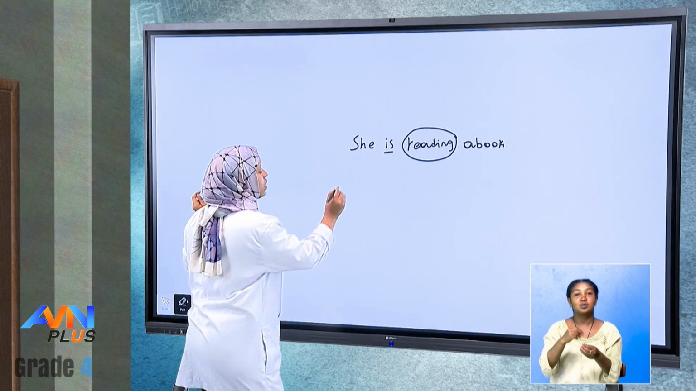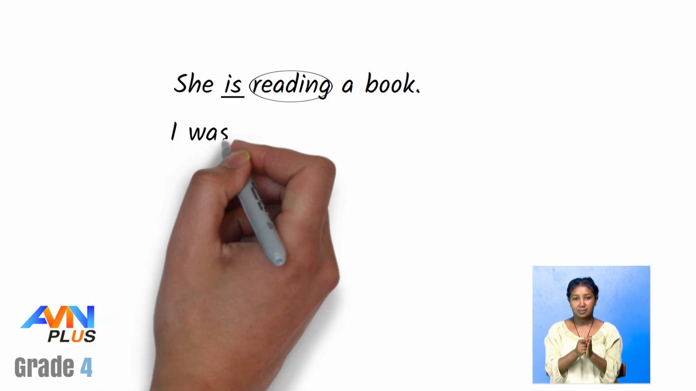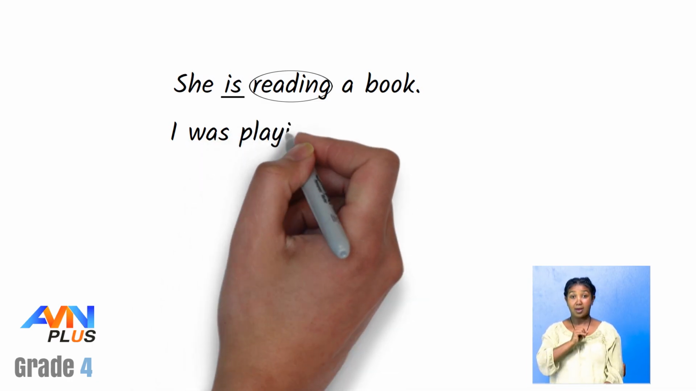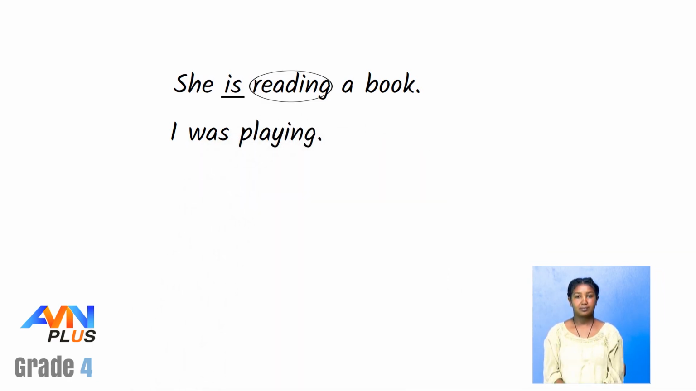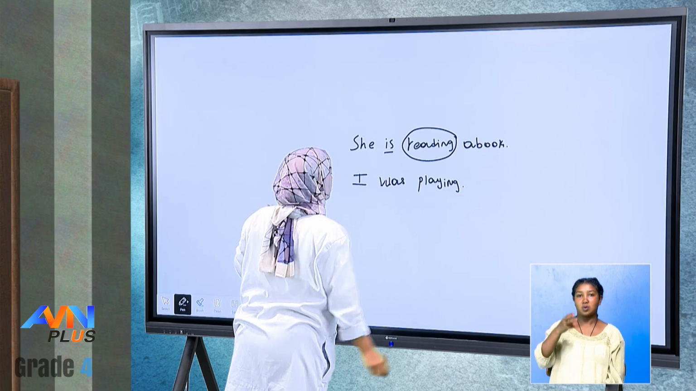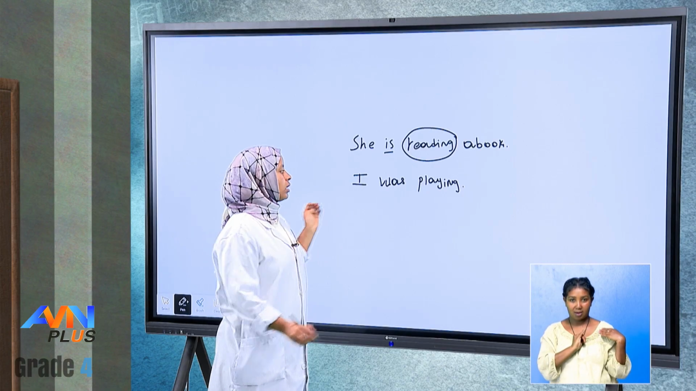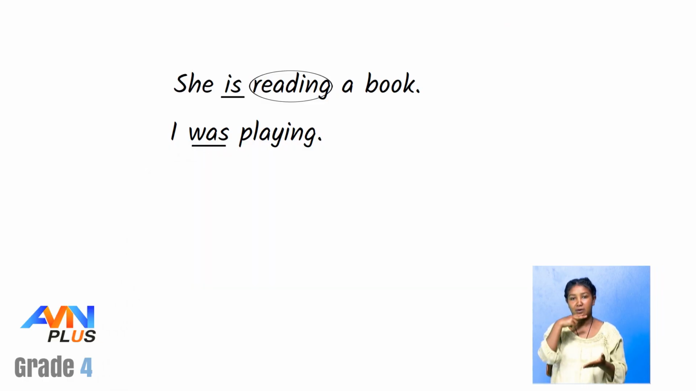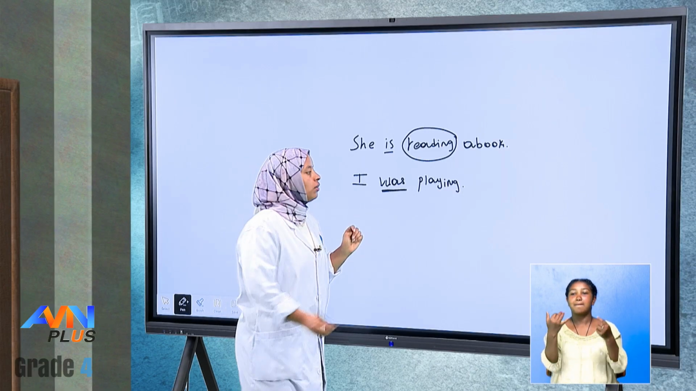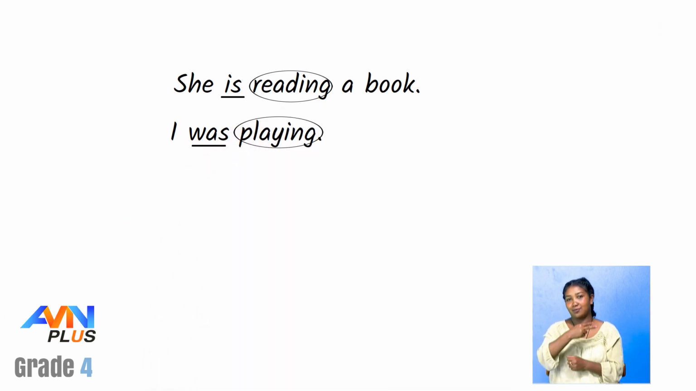And also we can use was, for example, I was playing. In this sentence, here is the subject I, here is the helping verb was, and playing is the main verb.